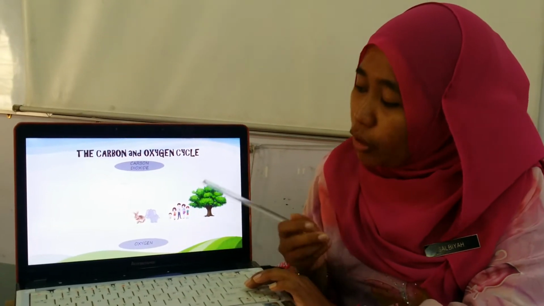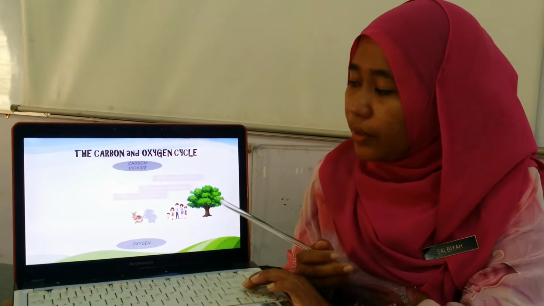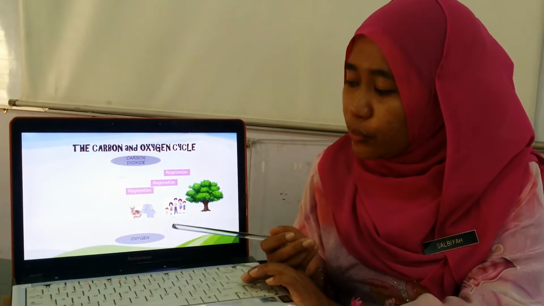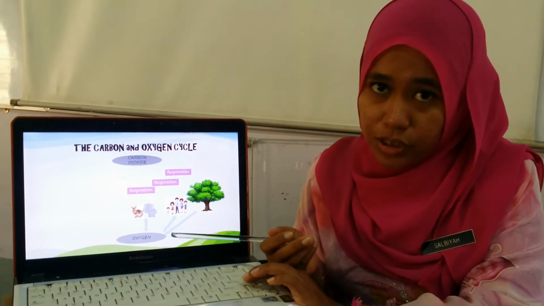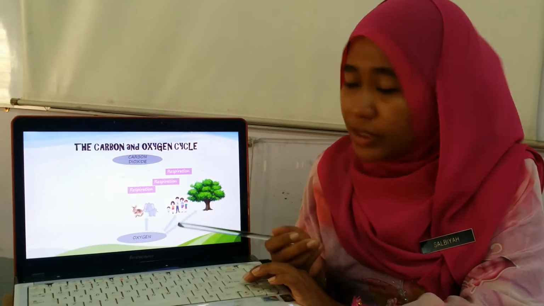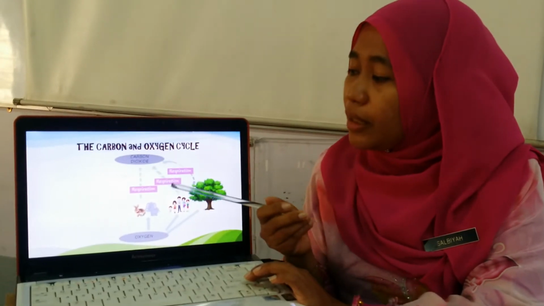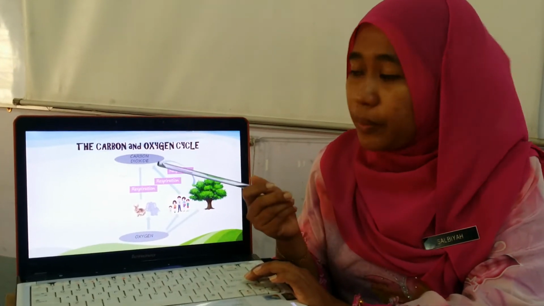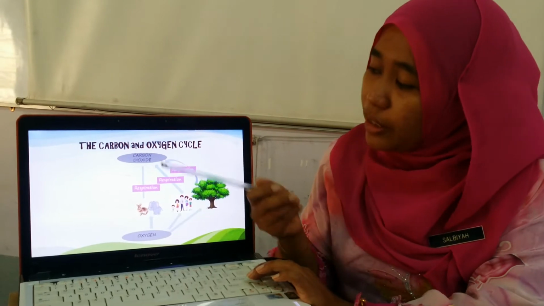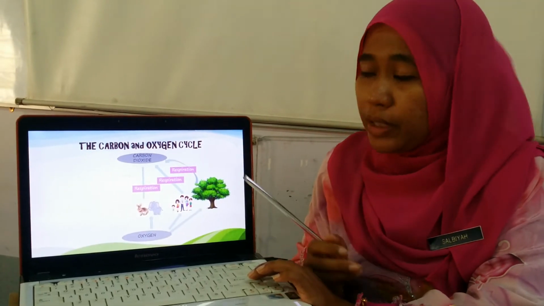The three of us, all living things, will carry out respiration, right? So every time we do respiration, we take in oxygen. From our previous knowledge, respiration will take in oxygen and later release carbon dioxide. So this is the relationship between oxygen and carbon dioxide.